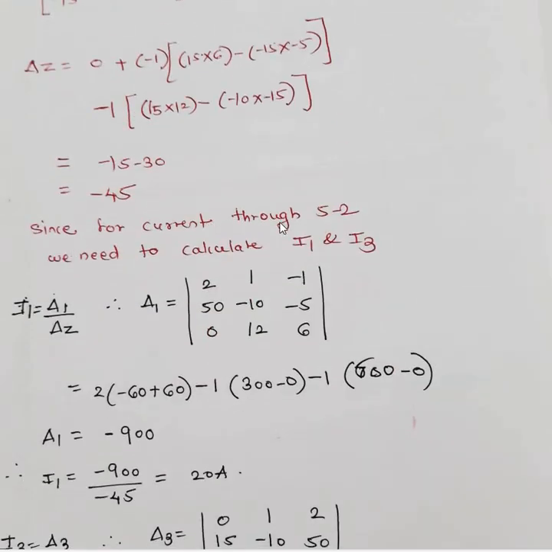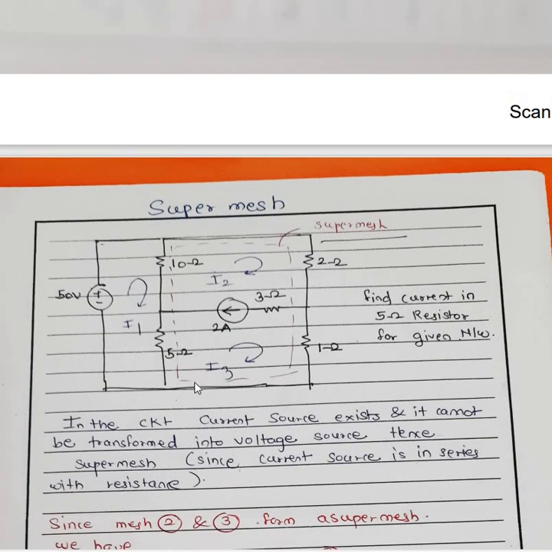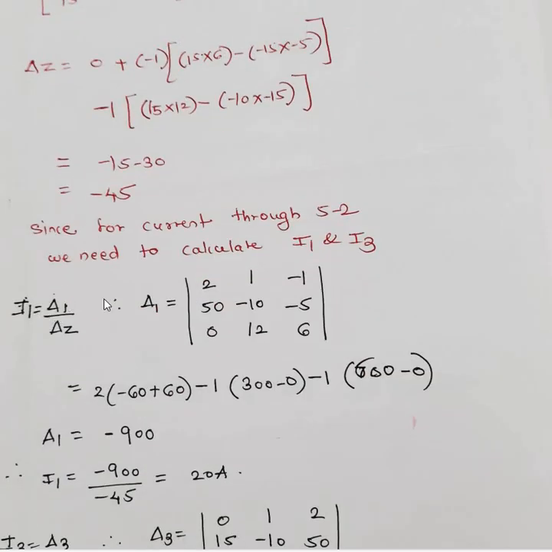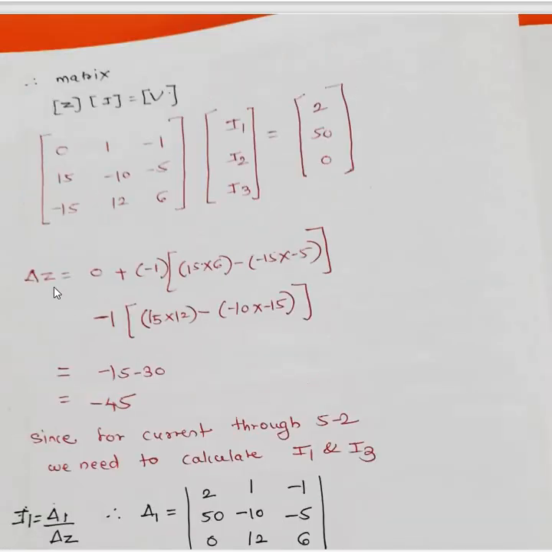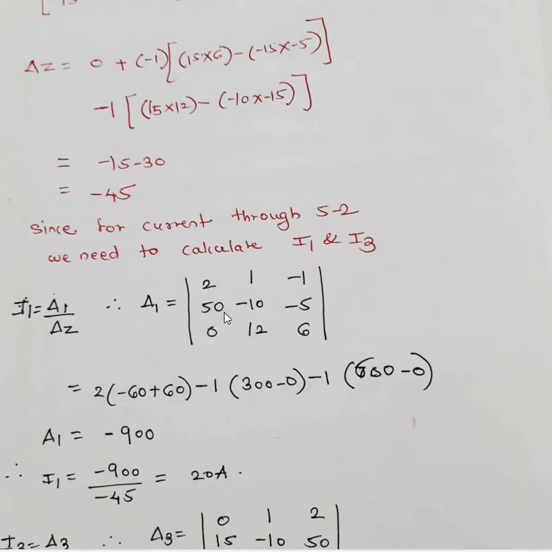Now since for the current through 5 ohm, we need to calculate I1 and I3. You can see here through 5 ohm, I1 and I3 are flowing. So therefore, let us first of all have the I1 calculation. So when we calculate delta 1, we replace the first column of I1 by these constants 2, 50, 0. So here we will write and simplify the determinant 2, 50, 0, and now 2 into this minus 10 into 6 minus minus 5 into 12. So that is minus 60 minus minus plus 60.